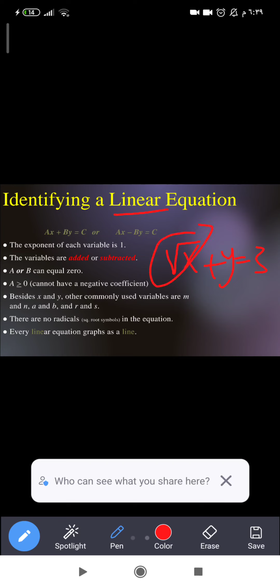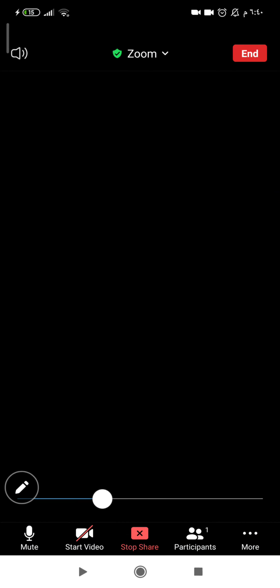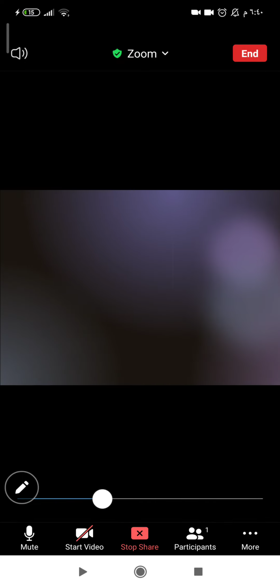Every linear equation graphed is a line. Every linear equation graphed will be a line in the graph. Okay, now let's take some examples to see that.